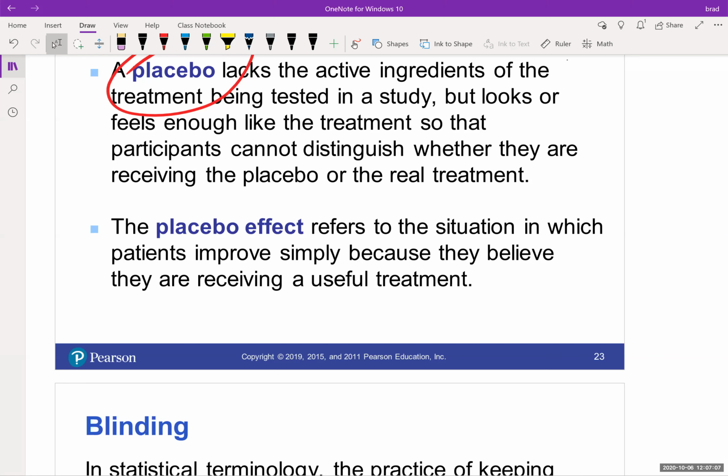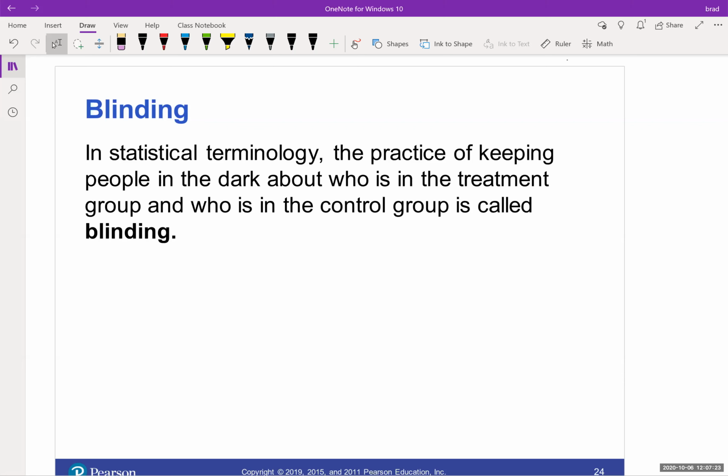Okay. Blinding is a statistical terminology, the practice of keeping people in the dark about who is getting the treatment and who is in the control group. That's called blinding. Sometimes there's something called double blinding, where the researcher, as well as the control group or the treatment group, are blinded. Nobody knows who's actually getting the treatment.